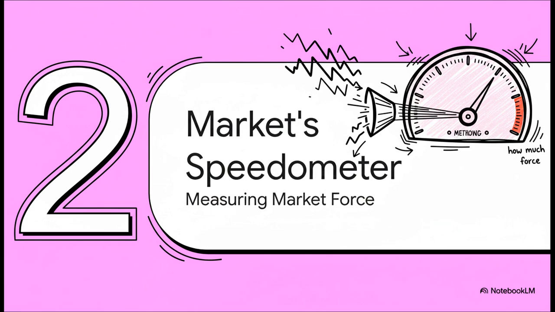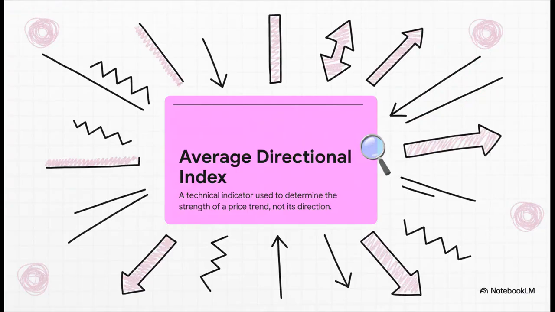Well, what we need is a tool that doesn't just tell us where the market is going, but how fast it's getting there, and with how much force. So it's time to meet the market's speedometer. The ADX, the Average Directional Index, is a technical indicator that does one job, and honestly, it does it really, really well. It measures the strength of a trend. Now listen to those keywords. It does not tell you if the trend is up or down. It only tells you how strong that trend is.